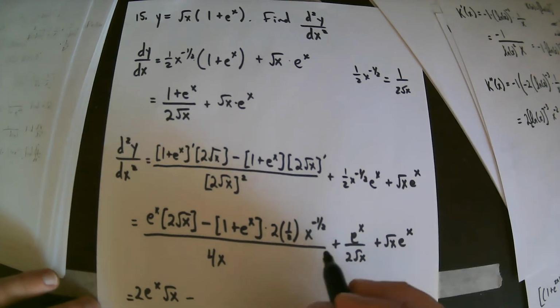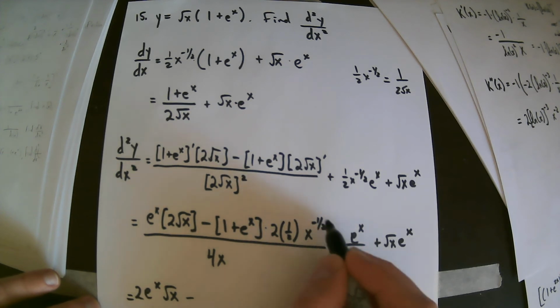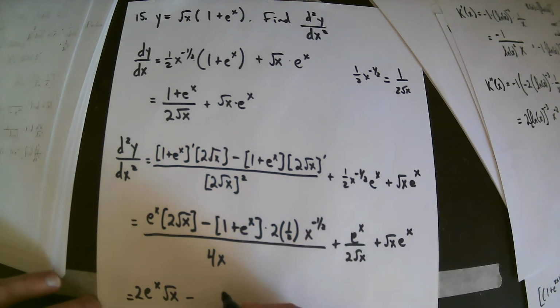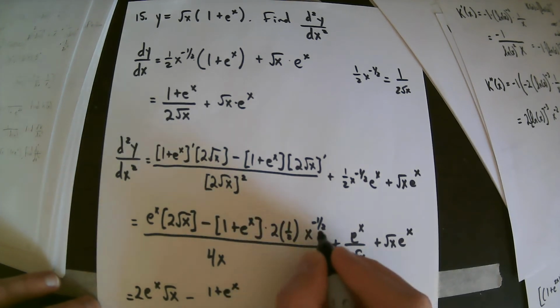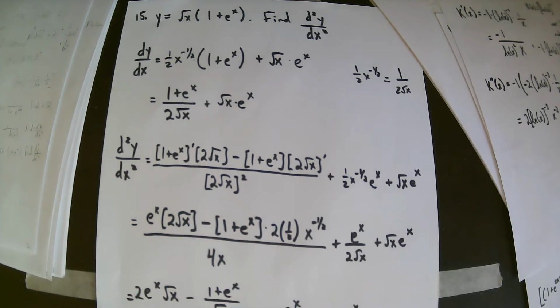minus, now here, this 2 and this 1/2 will cancel, and this is going to be a square root of x in the denominator. And when I say the denominator, I just mean in this little fraction here. Still got the bigger denominator with a 4x in the bottom there. And then plus e to the x over 2 square root of x plus square root of x e to the x. It can be cleaned up more, but and in fact, let me say something about these more.